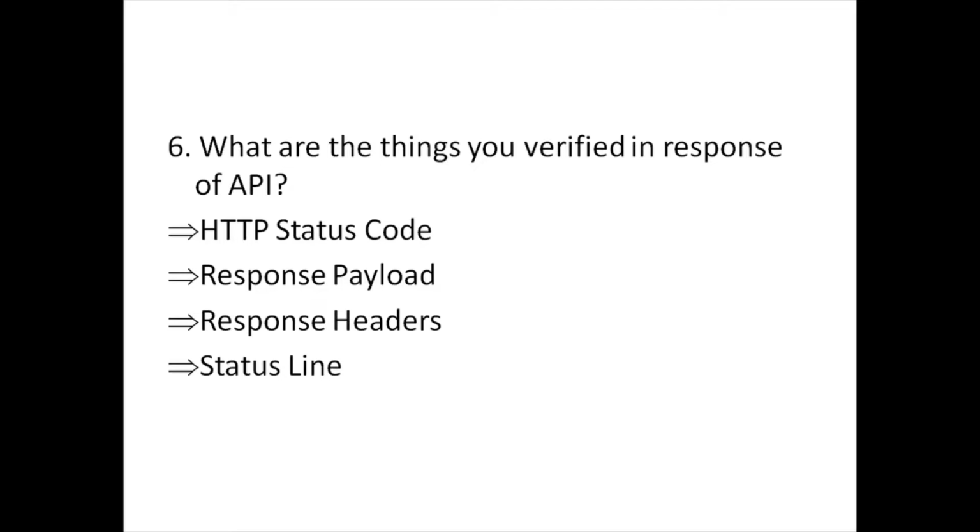Then, what are the things you verify in the response of an API? That is a very interesting question. I was confused at first to answer this question, then I remembered some points. I said I can verify the HTTP status code. For example, 201 is a created status code. I can check whether I am getting that status code or not. Then the response payload, meaning the body of the response, I can verify. Response headers and status lines. These points I can verify in the response of the API.